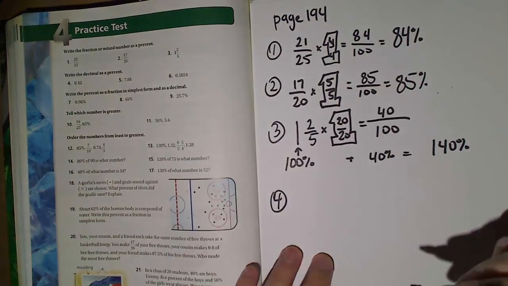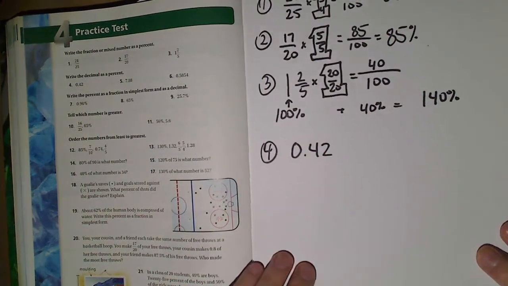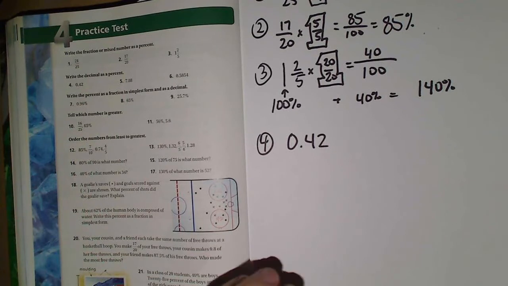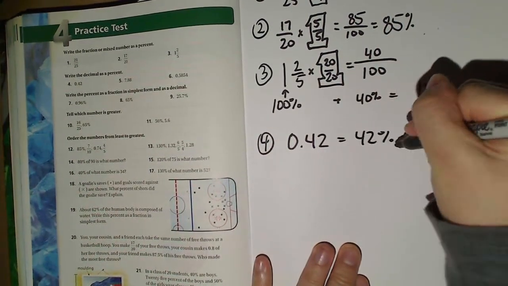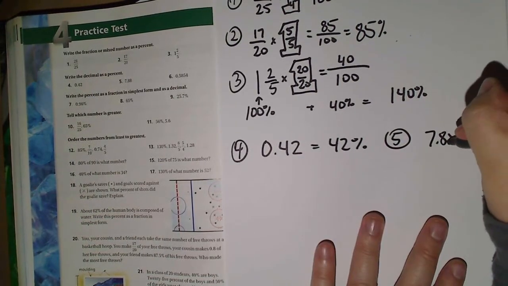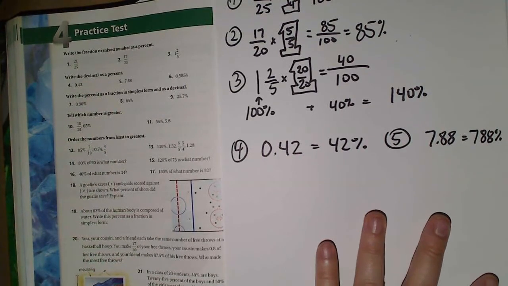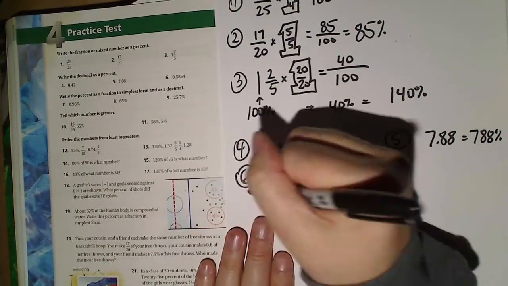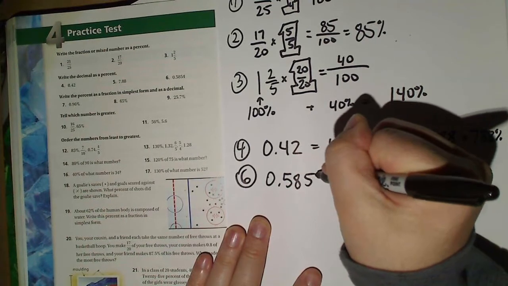Take a look at number 4. I sort of feel like this is going to be easy, maybe. We have 42/100. If I'm turning that into a percent, I like to think that I'm just moving that decimal to the right 2 times. That's going to be 42%. For number 5, it says 7 and 88/100. Move it to the right 2 times. I end up with 788%.